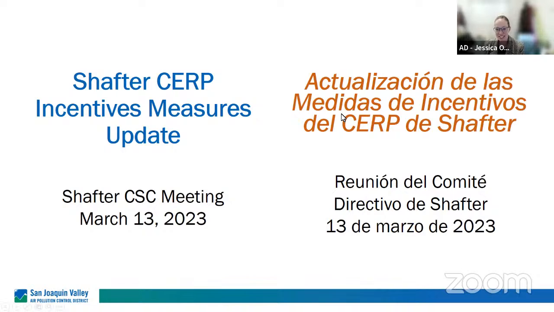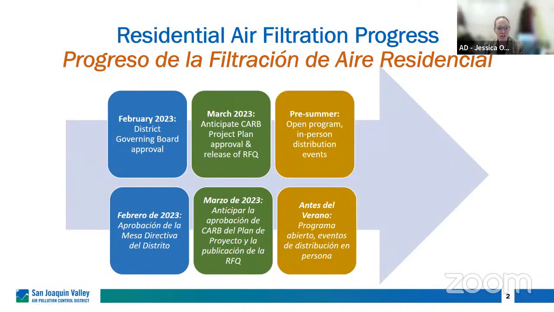The first is just really exciting. The residential air filtration measure, which, as you know, was a new measure that you all supported moving funding into because it was not originally a CERP measure, would provide free residential air purification devices to residents within the AB617 boundary. So actually in February, right after we updated you all and got feedback from you all, we officially got approval from our governing board to take this measure and move it forward and create that program.